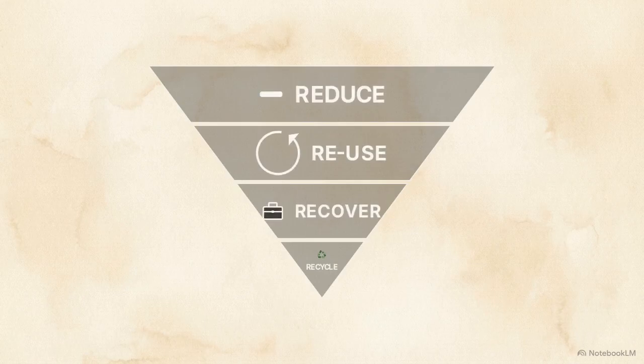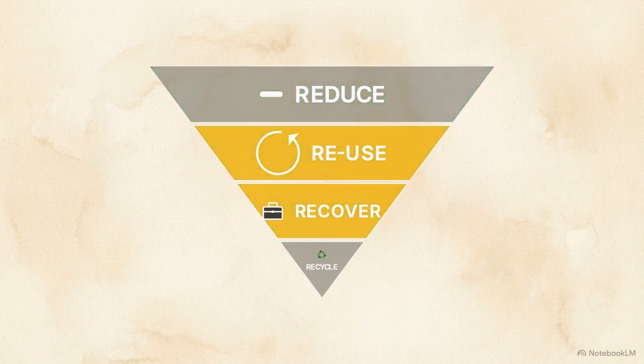To defend against this, organizations use the 4Rs waste hierarchy. This diagram illustrates our 4 tiers of defense: reduce, reuse, recover, and recycle. The primary goal is at the top: reduce. By implementing proactive management and tighter operational planning, we eliminate the creation of the waste entirely. If we must generate material, we move to the middle tiers: reuse and recover.